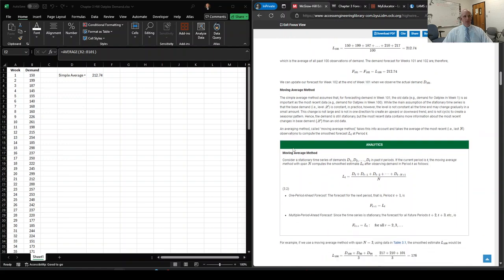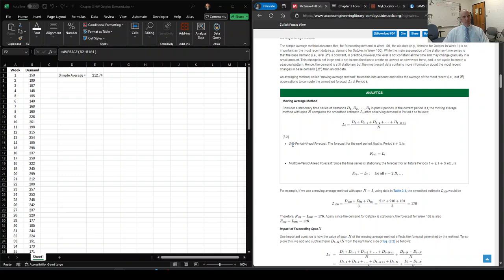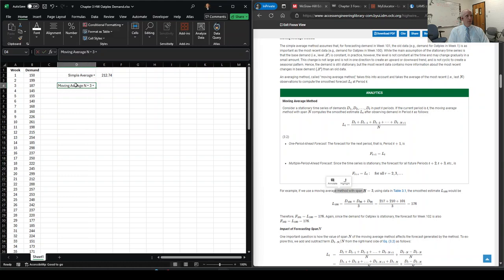Another method is the moving average. You've probably seen this before in 361. The moving average takes into account a number of periods, right? There's a span. If they use the last 3 months, so let's do a moving average. N is equal to 3. What would that mean? So then we would take the last 3 months and average them this way, right?